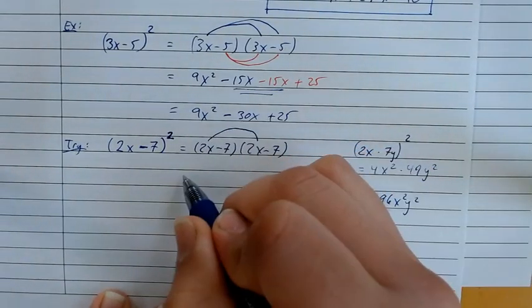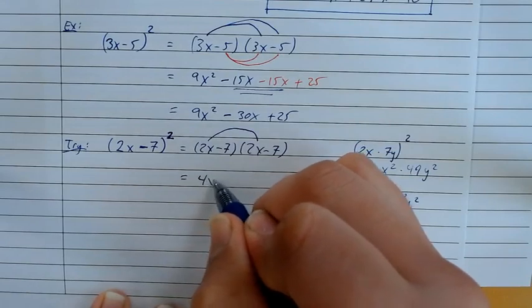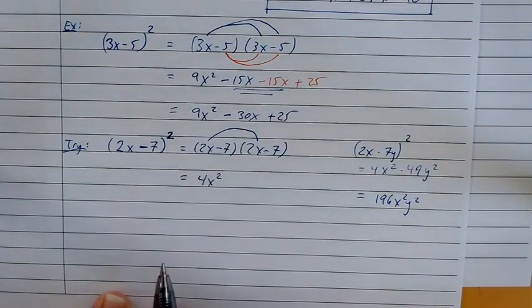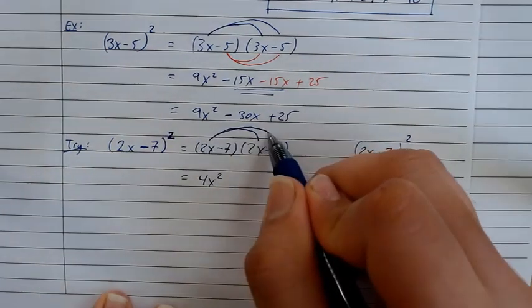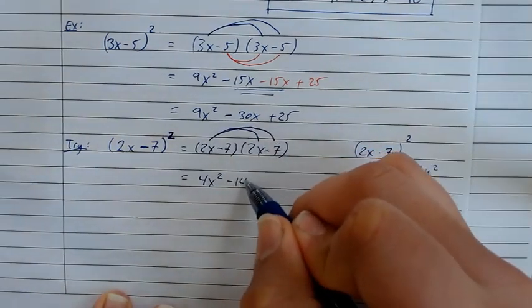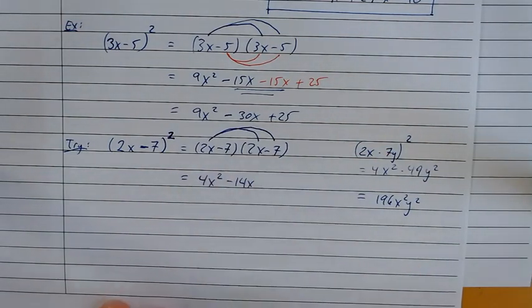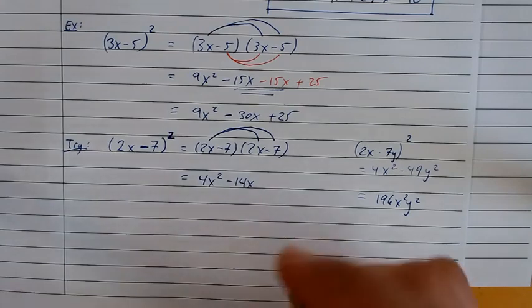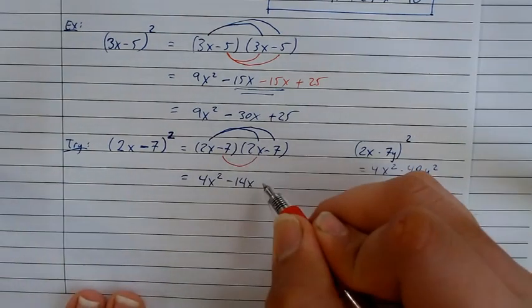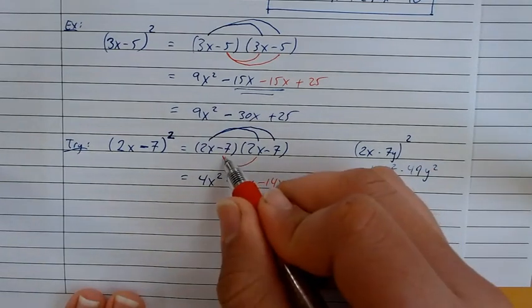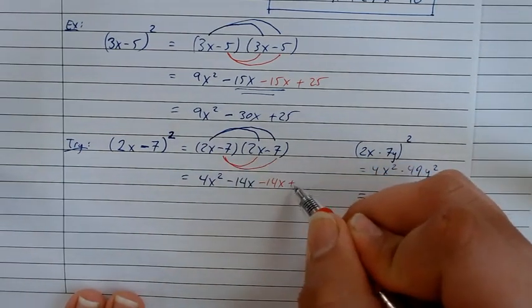If you take 2x times 2x, that's 4x to the second power. All right, 2 times 2 is 4. x times x is x squared. You can take the 2x times the minus 7, which is minus 14x. 2 times 7 is 14, but you got a negative there. Negative 7 times 2x is negative 14x. And finally, negative 7 times negative 7 is positive 49.